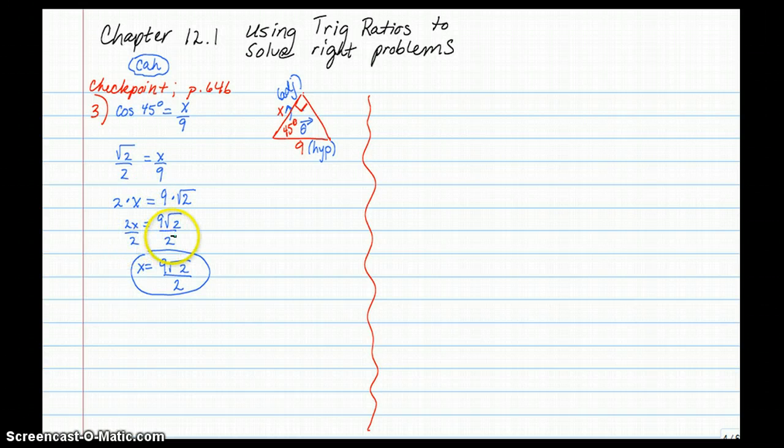You're going to divide both sides by 2. 2x divided by 2 is x. 9 times the square root of 2 divided by 2 is as simplified as it can get, because 9 over 2 cannot be simplified any further. So x equals 9 square root of 2 over 2. Yes, you could get this on your calculator. You get an approximate decimal amount, but this is how you use the table.